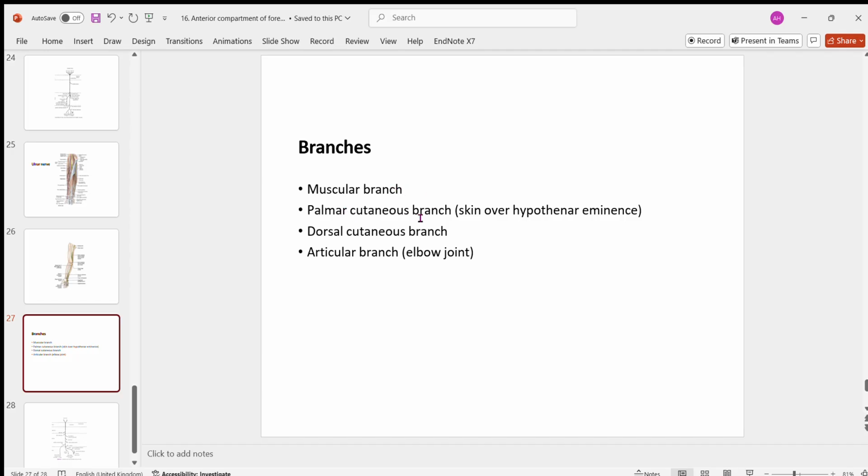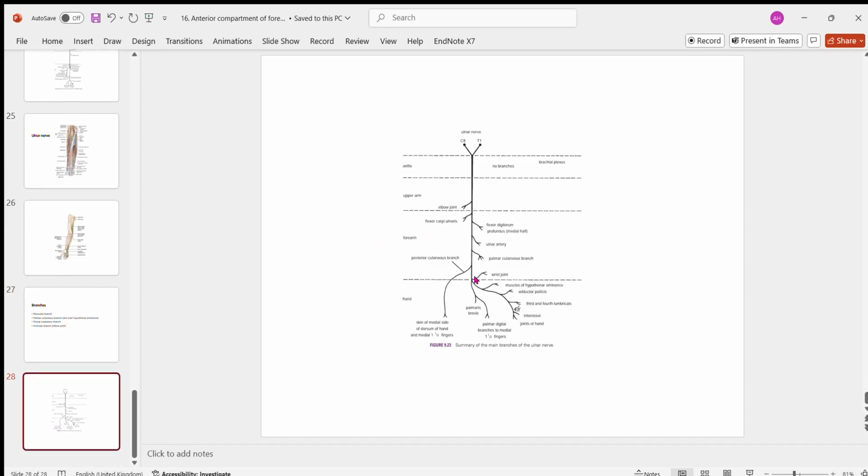Then it gives a palmar cutaneous branch which supplies skin over the hypothenar eminence, a dorsal cutaneous branch, and articular branch to the elbow joint. In this picture, we can see ulnar nerve having root value of C8 and T1, giving no branches in the axilla, giving a branch to the elbow joint in the region of upper arm.